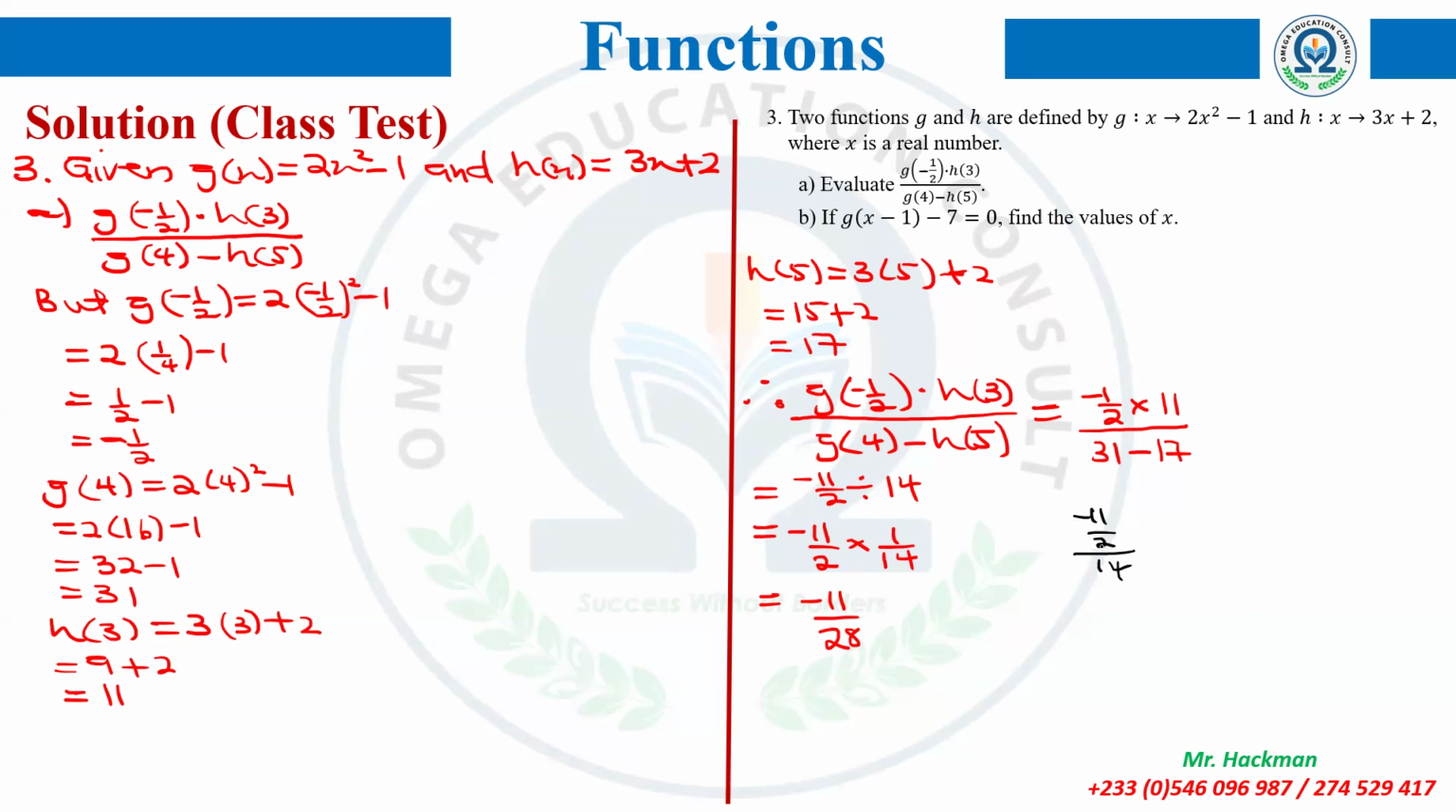If you are smart, which I know most of you are, what do you do? I've told you, you just have to bring this one down. Don't change this 2. So this is the same as minus 11. The denominators will come and multiply, and you get your 28 straight away. If you are mature, you should know.